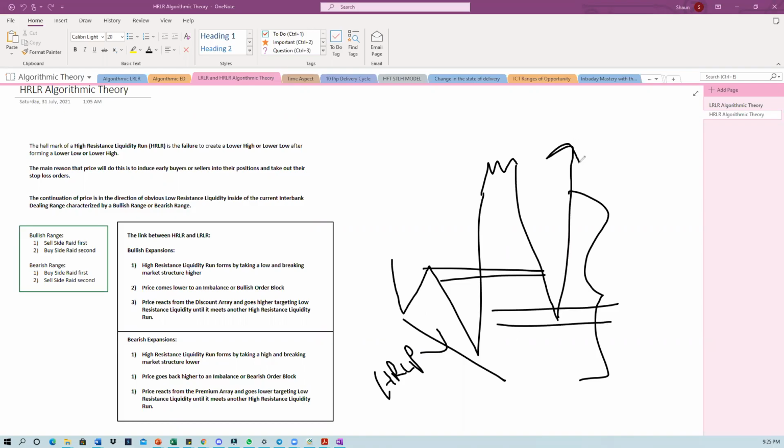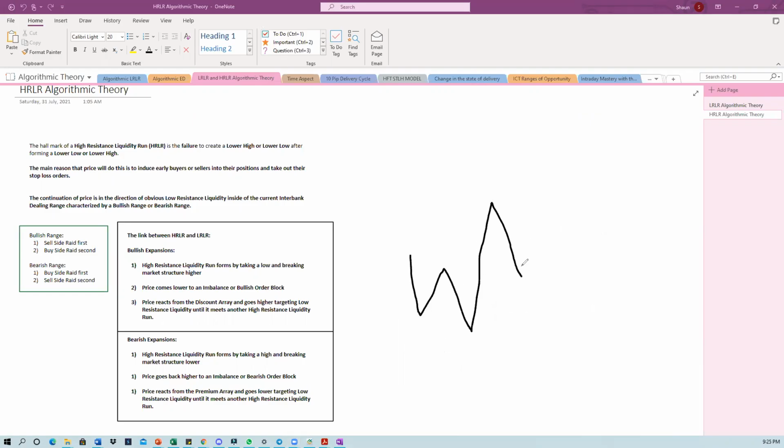Now, why do you trust this? Now, granted that this is a reaction from a PD array, why do you trust this? You trust this because price formed a lower low and then failed to form a lower high. Instead, it formed a higher high. So essentially, the next highly probable scenario is for it to form a higher low. So you want to see price doing that and then expand.